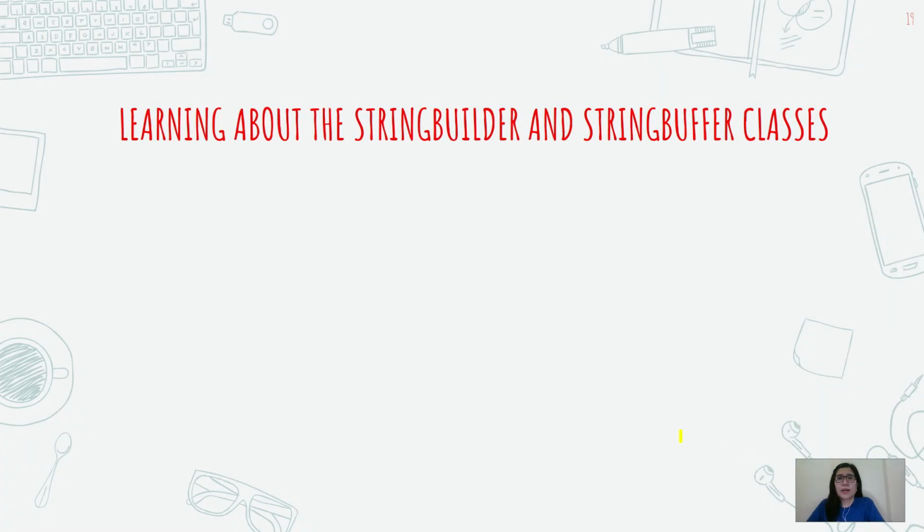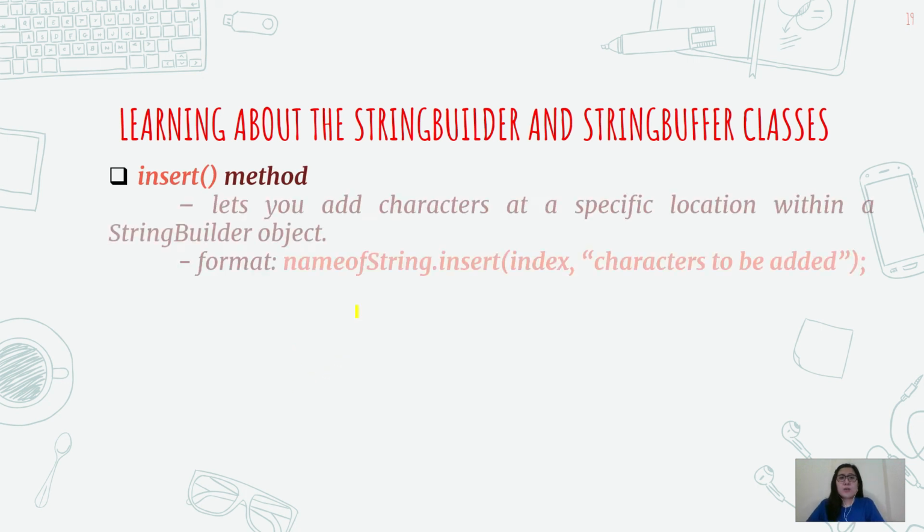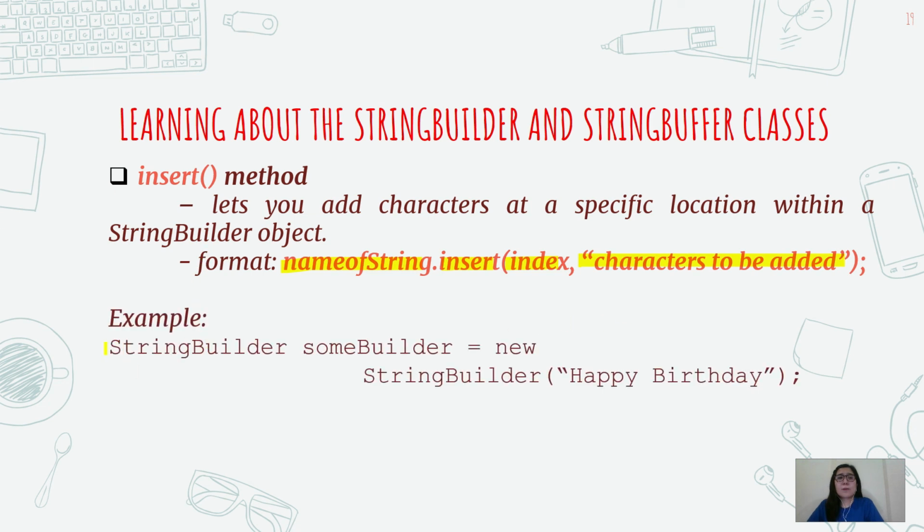We also have the insert method. It lets you add characters at a specific location within a StringBuilder object. So, name of string.insert, and then the format is index, characters to be added. So, here, for example, StringBuilder, then our reference again is sumBuilder is equal to new StringBuilder. The word is happy birthday. Okay? So, we will add 30th. Let's make it happy 30th birthday.